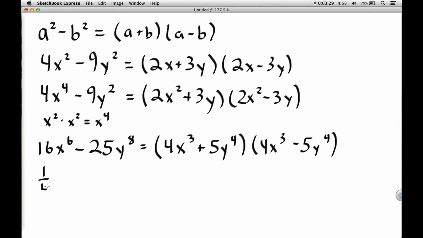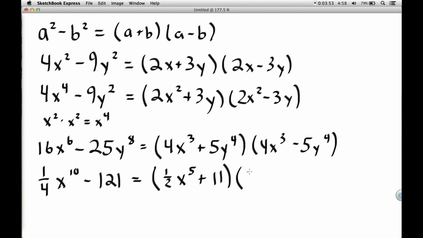And let's do one more like this. So square root of 1/4 x to the 10th. Square root of 1/4 is 1/2, because 1/2 squared is 1/4. X to the 10th, half of 10 is 5, so x to the 5th. Square root of 121 is 11, so plus 11 times 1/2 x to the 5th minus 11.